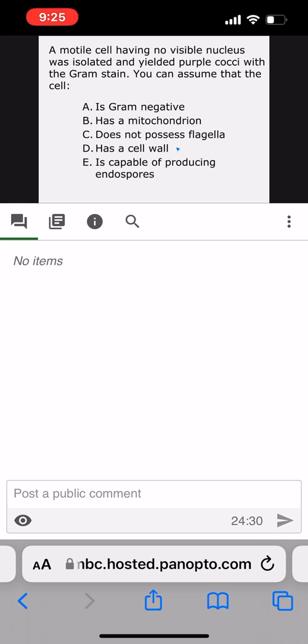D is not wrong, D is correct. So it has a cell wall. The only one that's correct here is D. All bacteria, both gram-negative and gram-positive, have cell walls. Gram-positives have thick peptidoglycan. Gram-negatives have thin peptidoglycan between the outer membrane and inner membrane. Okay? All right.